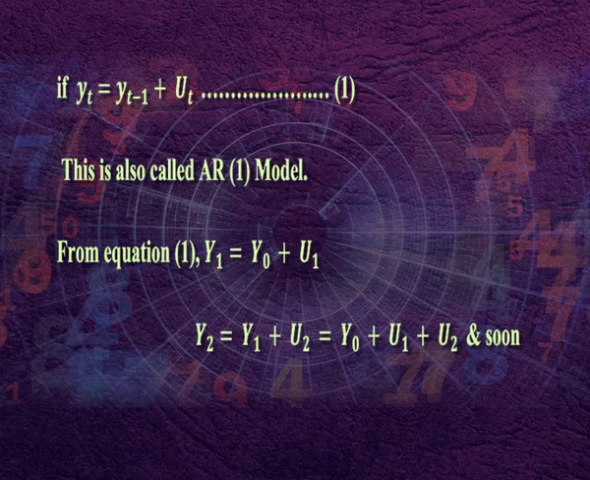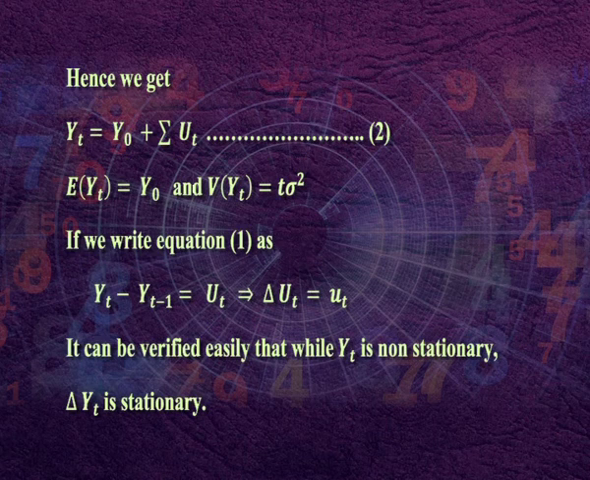From equation number 1, y1 equal to y0 plus u1, y2 equal to y1 plus u2, which is equal to y0 plus u1 plus u2 and so on. Hence, we get yt equal to y0 plus summation ut. We denote it as equation number 2. Expected yt equal to y0 and variance of yt equal to t sigma square. Here, as t increases, variance increases indefinitely. Thus, RWM without drift is a non-stationary stochastic process.